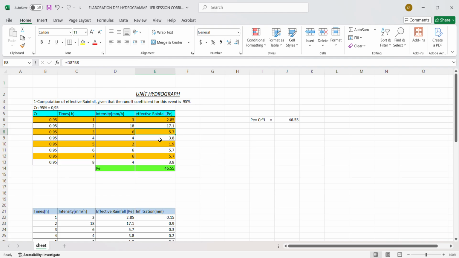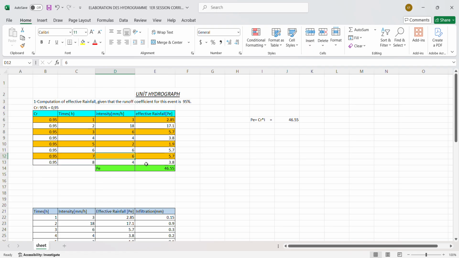The third one is the same process, and for the last one here we have 5.7, also here 5.7. It's because at 3 hours we have 6 millimeter per hour, so the same runoff coefficient gives this same value. At 6 hours we have 6 also, and at 7 hours we have 6 also. That's why we have this same value repeated here and also here.